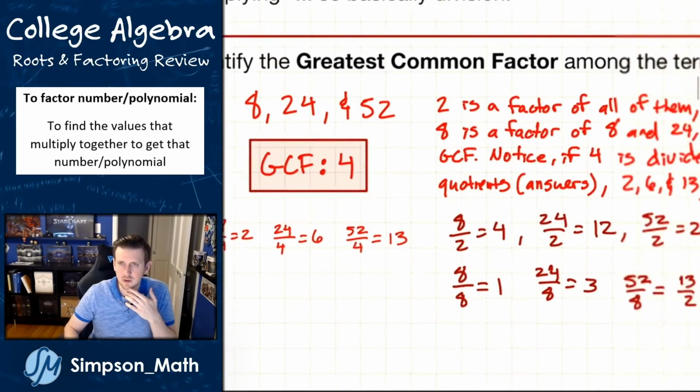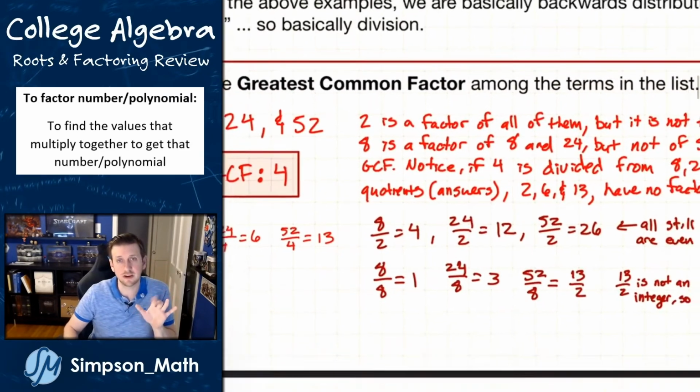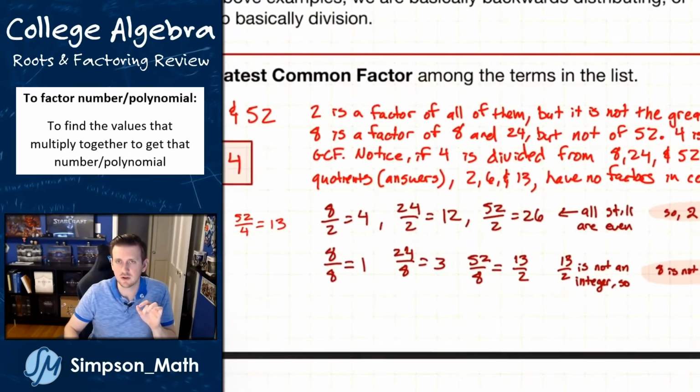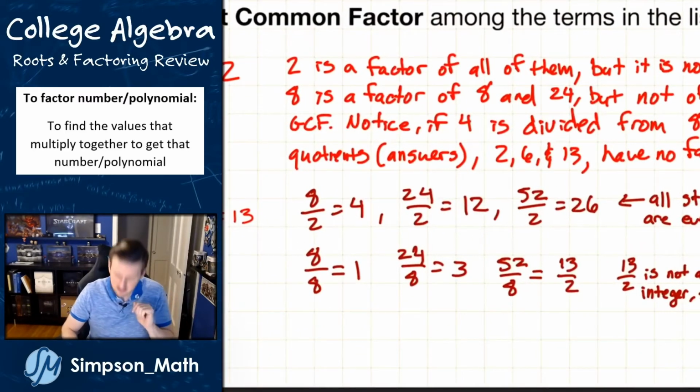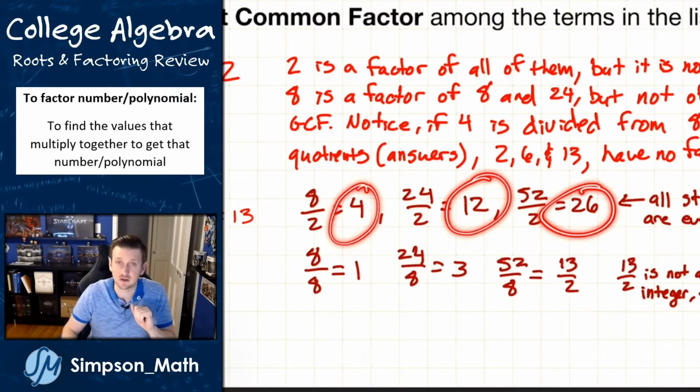So what if you tried some other number? Let's say 2. If you thought, well, 2 is a common factor, that is correct. I could divide 2 out of all of them, but look at the remaining factors, 4, 12, and 26. They all have another 2 in them. They're all even, so I could divide another 2 out, so that's why we knew that there was something bigger.